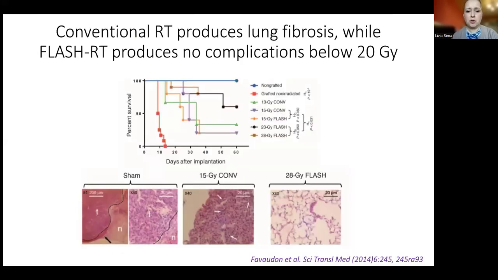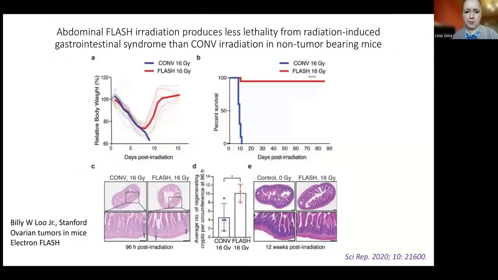As we can observe here in the tissue sections, as well as in the survival graph, the animals that are subjected to this type of treatment show no complications up to 20 gray, as compared to the ones that suffer severe lung fibrosis after being irradiated with 15 gray in conventional setup.